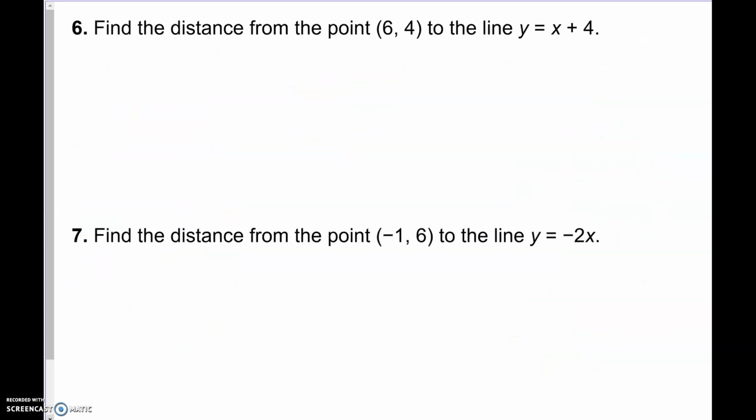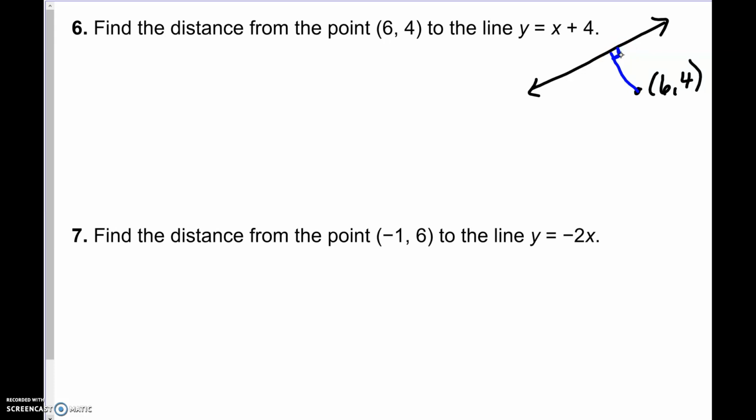We're just going to do this number 6, this problem at the top, where we're finding the distance from a point to a line. This black line here represents y equals x plus 4, and we have this point right here, 6, 4. So what we are trying to do is find the distance from this point to this line. And in order for it to be the distance, remember that needs to be perpendicular.